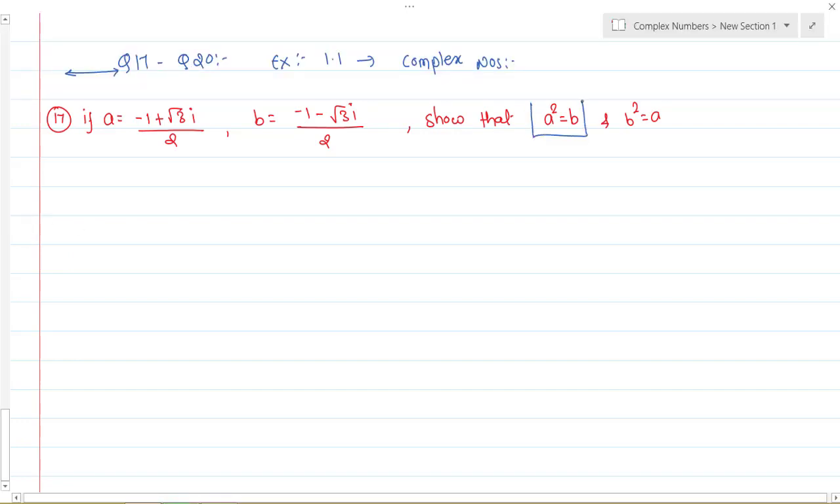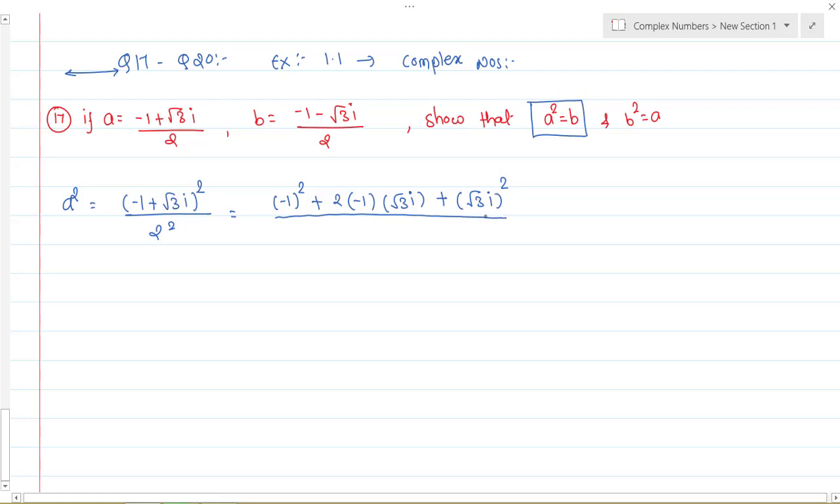So let's try to prove the first one, a square equals b. So this is our a, so let's take a square. It will be equal to (minus 1 plus root 3i) whole square divided by 2 square. So (a plus b) whole square will be what? Minus 1 square plus 2 into minus 1 into root 3i plus (root 3i) whole square, whole divided by 2 square, which is 4. Minus 1 square is 1, so it is 1 minus 2 root 3i, and root 3 square is 3 and i square is minus 1, so it is minus 3, upon 4. This is equal to minus 2 root 3i upon 4.